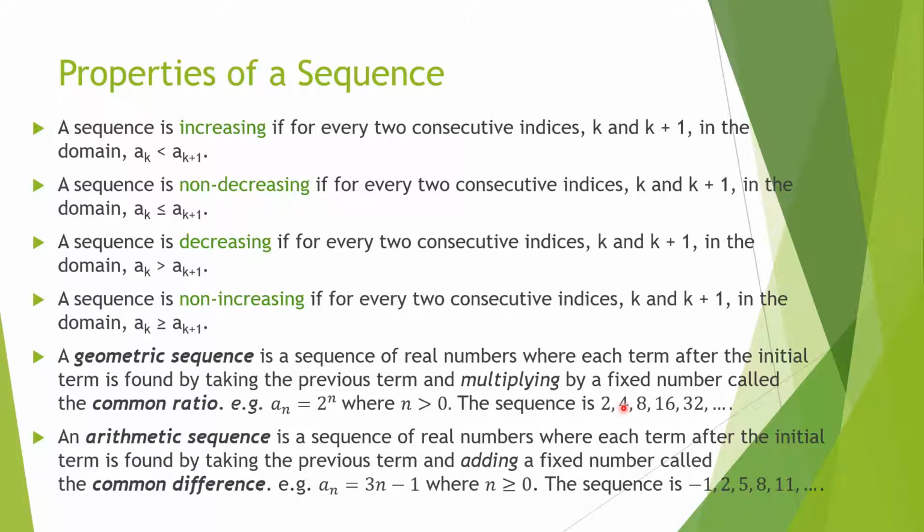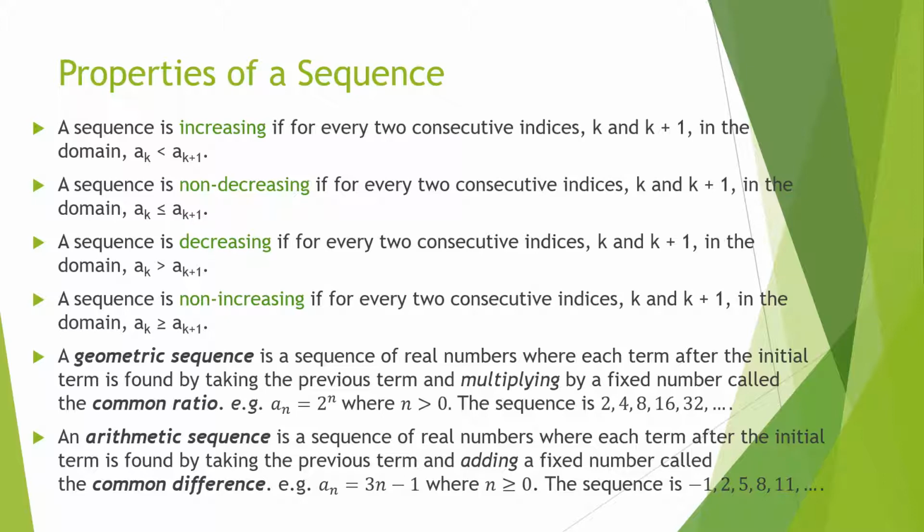For example, 4 is equal to 2 times 2. 8 is equal to 4 times 2. 16 is equal to 8 times 2. 32 is equal to the previous term, which is 16, times 2. So that's why we call this a geometric sequence, because after the initial term, every term can be found by taking the previous term and multiplying it by a fixed number, in this case 2.